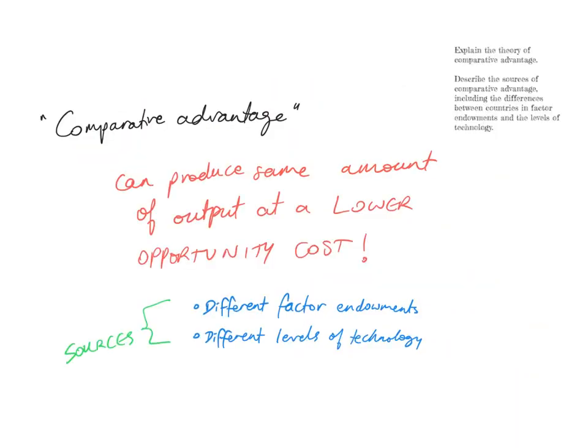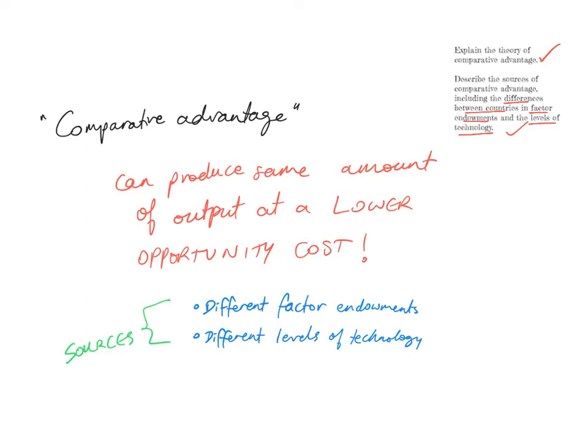So the IB Economics learning outcome is to be able to explain the theory of comparative advantage and describe the sources of comparative advantage, including differences between countries in factor endowments and levels of technology. And this is what I'm going to do now.